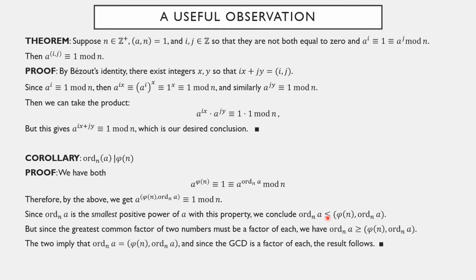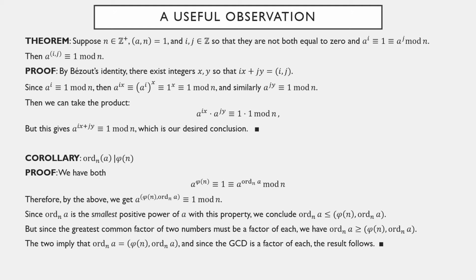Therefore, since the order is less than or equal to this GCD, but it's also bigger than or equal to it, they must be equal. So the order is this GCD, but this GCD is a factor of phi of n. Therefore, the order is a factor of phi of n, and that was what we were setting out to prove. So the point of this is that we know the order mod n of a is less than or equal to phi of n. We established that a while ago.